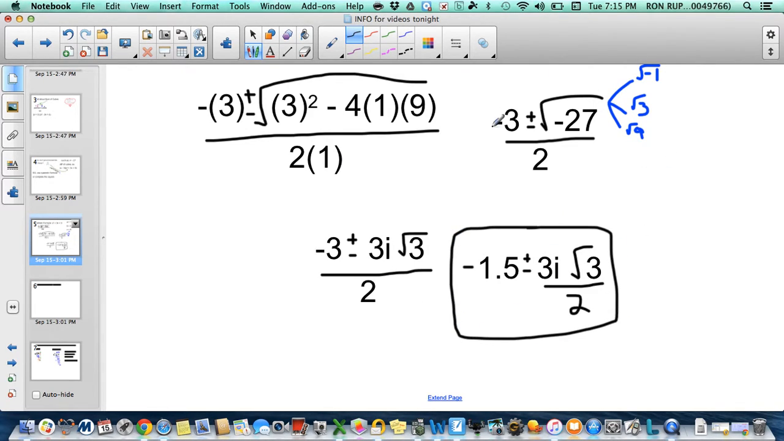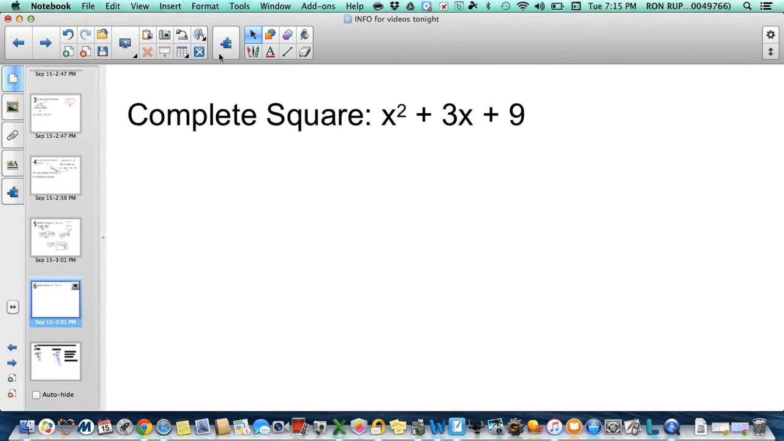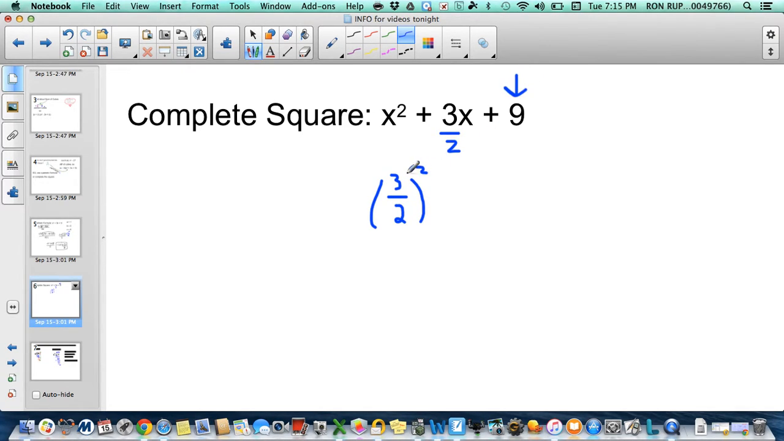So if the quadratic formula isn't your cup of tea, you could complete the square. So when we complete the square, we're going to take this number, divide it by 2. And so 3 halves squared is what needs to go here. Well, 3 halves squared is 9 fourths, and 9 does not equal 9 fourths, so we need to get rid of this 9 to make room for 9 over 4. So let's do that by subtracting 9 from each side.